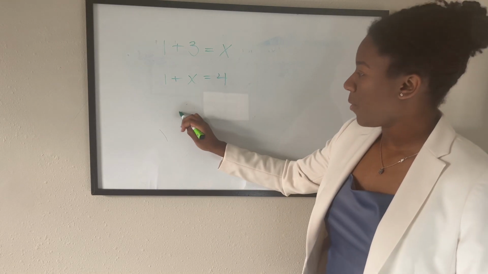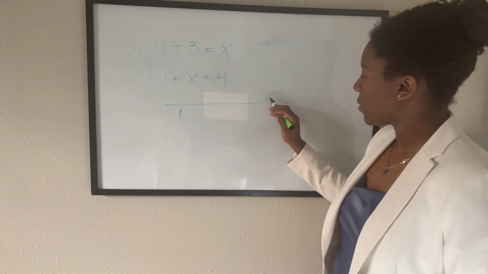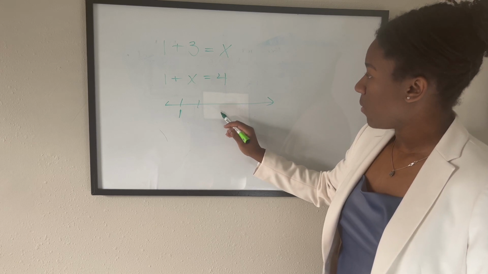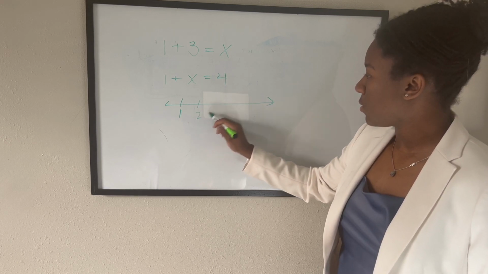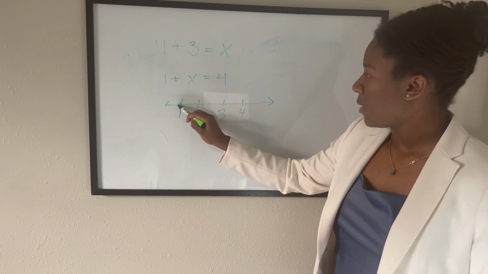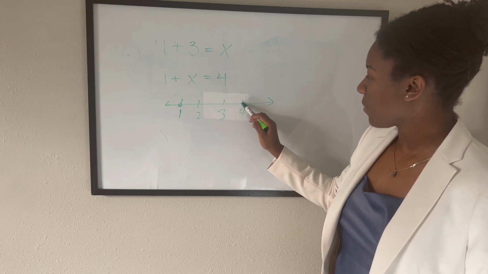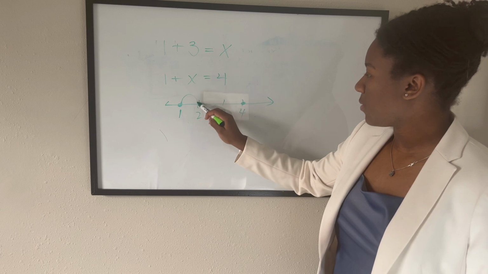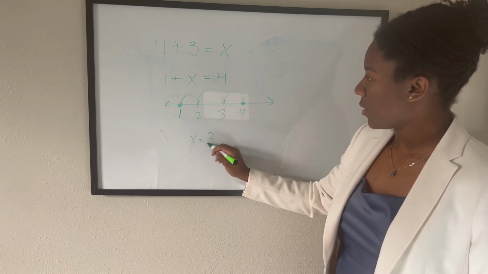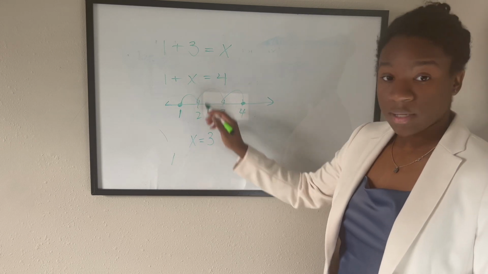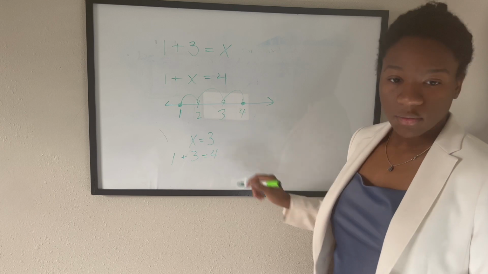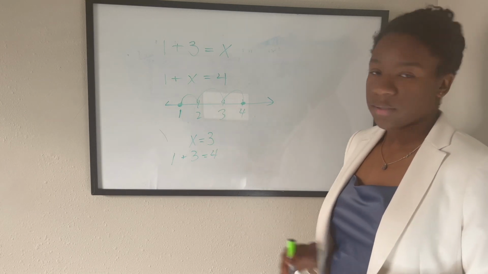If we take a number line and start at 1, we want to get to 4. So 1, 2, 3, 4. We're here and we want to get here. So we got 1, 2, 3. X is equal to 3. If we plug in 3 for our X, 1 plus 3 equals 4. Does 1 plus 3 give us 4? Yes, it does. So X is equal to 3.